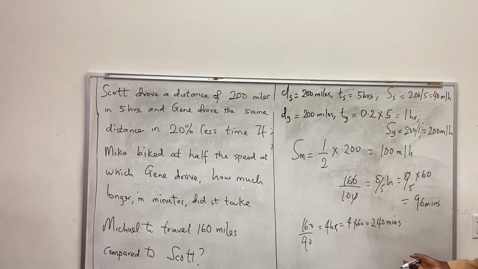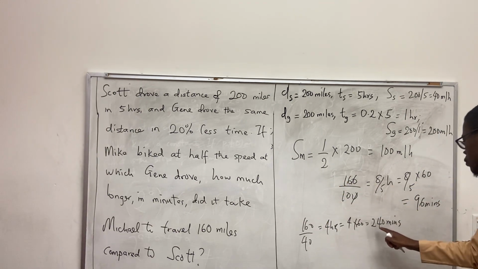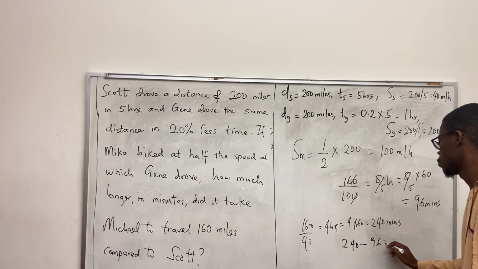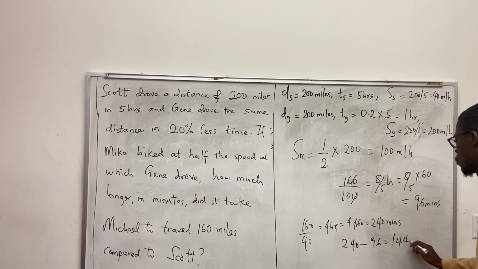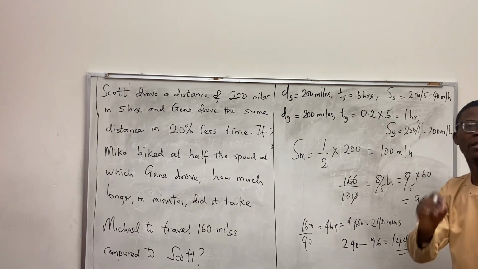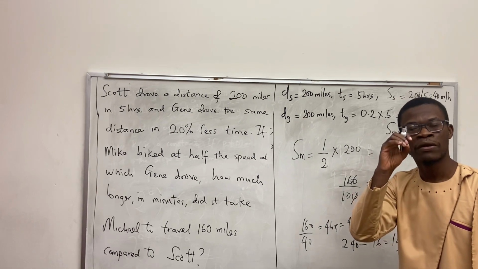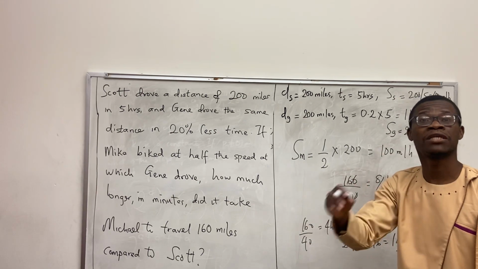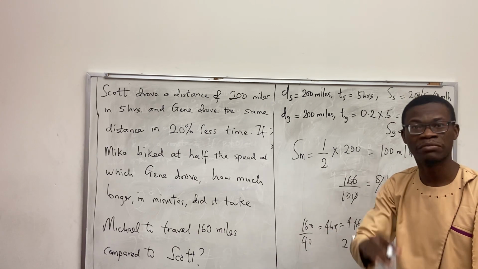So what do we do next? It says how much longer? So this minus this: 240 minus 96, which is 144 minutes. And that's the answer to the question. So the key to solving word problems is to convert each statement in the word problem to a mathematical expression, and it makes things easier.